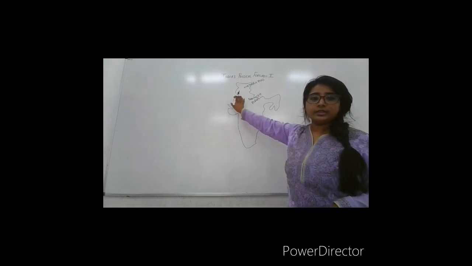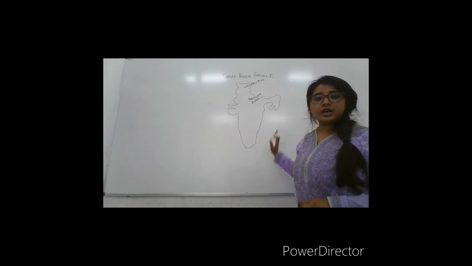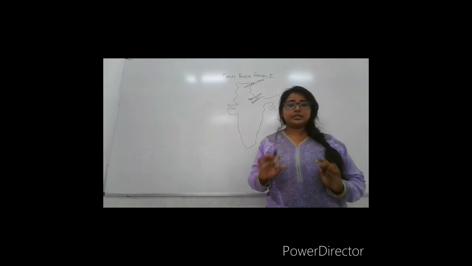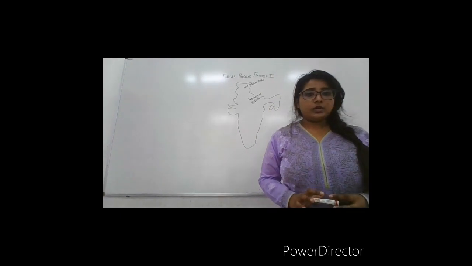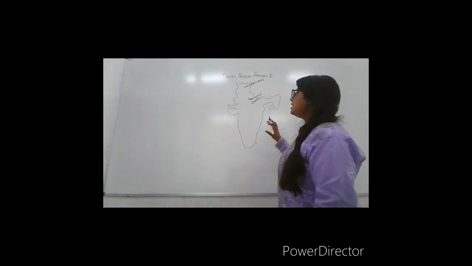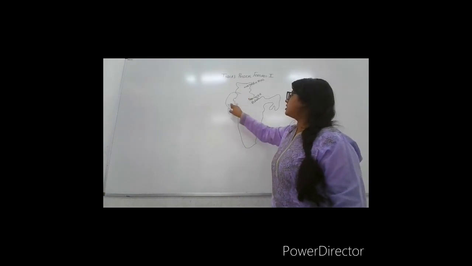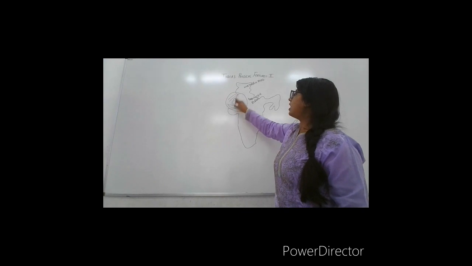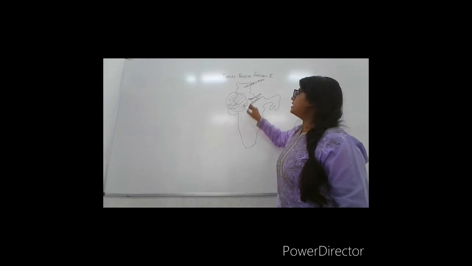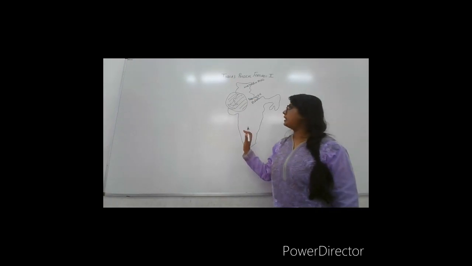One is the Thar, the Great Indian Desert. The other is the Peninsular Half. So let us start. We'll talk about the Thar Desert, or the Great Indian Desert. It is basically the northwestern part of India. This part is your Thar, the Great Indian Desert. Now it is clearly visible.